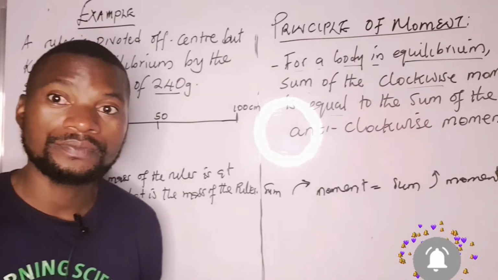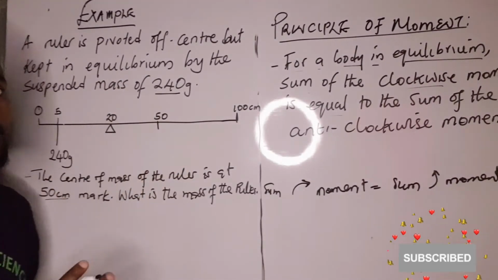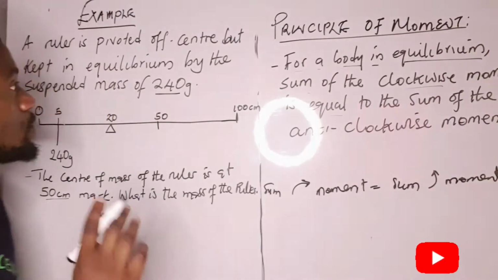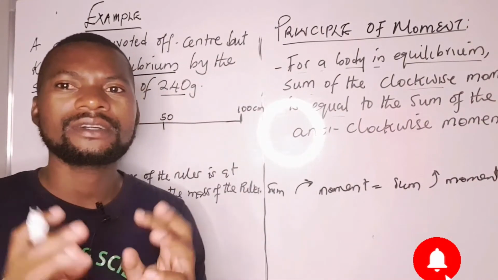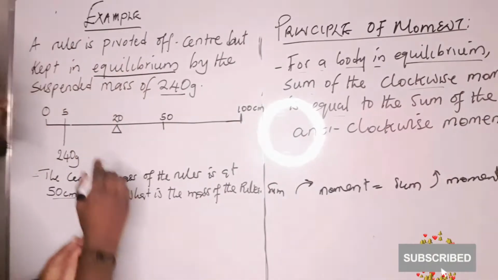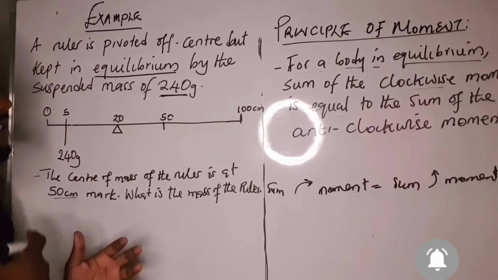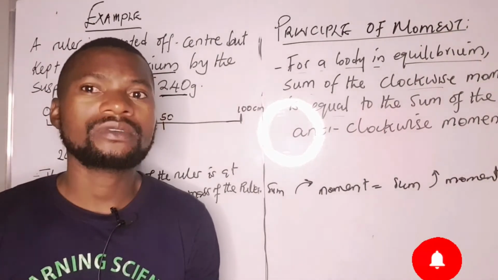And mind you, this ruler is already in equilibrium. The ruler is already in equilibrium. This is the key word here. It simply tells us that the moment produced by this 240 grams is equal to the moment produced by the mass of the ruler.